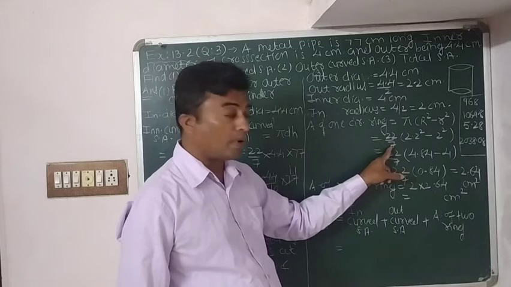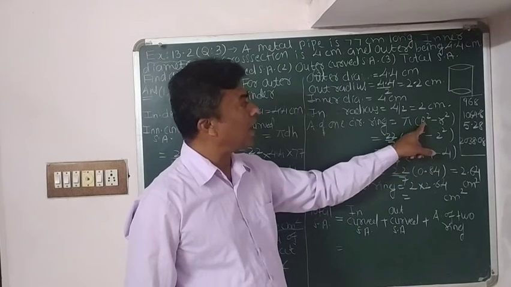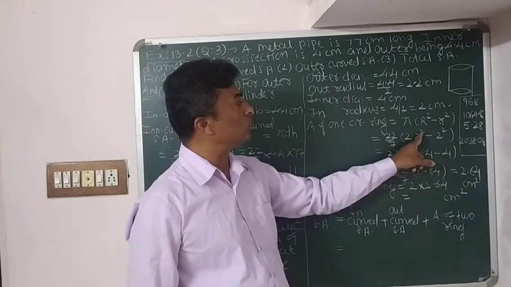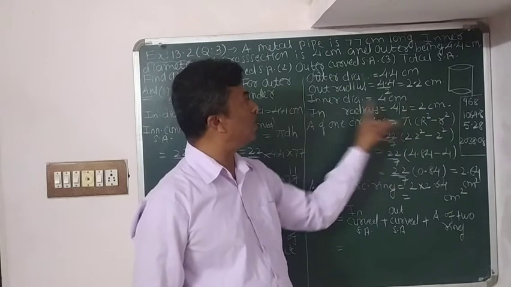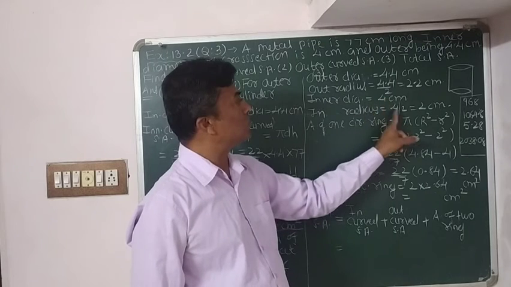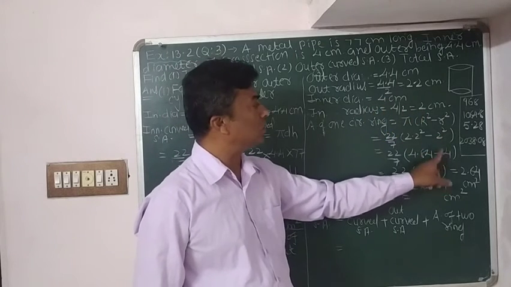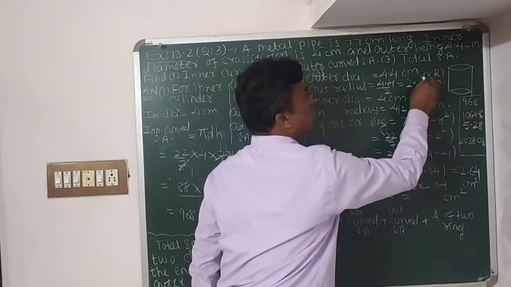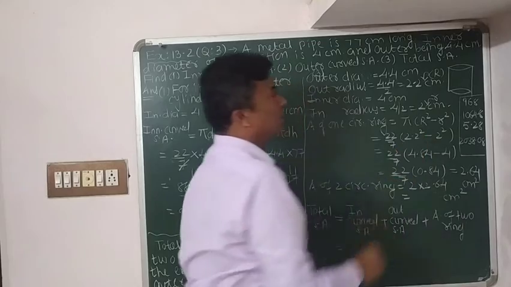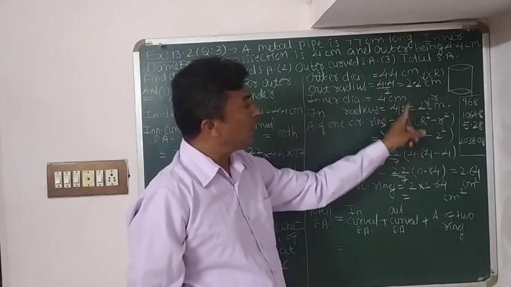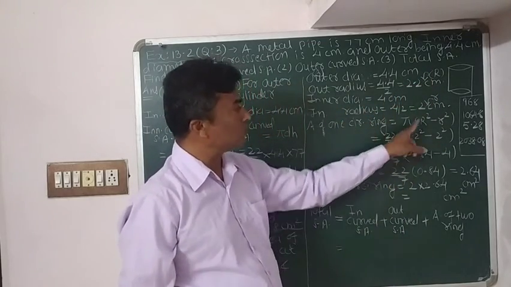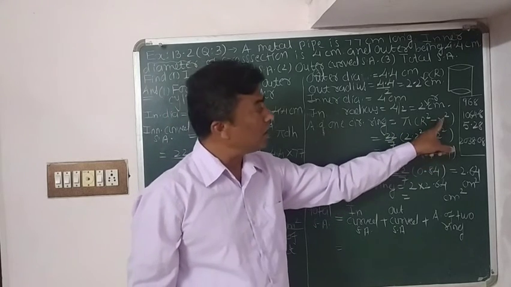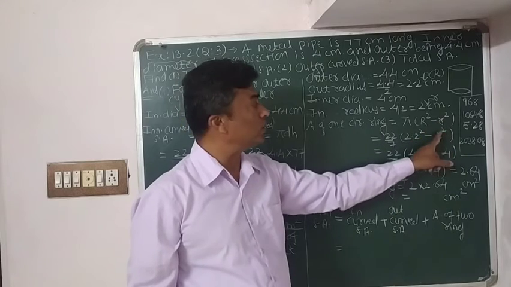So area of one circular ring is equal to pi in the bracket R square minus r square. Pi means 22 by 7, then bracket, capital R is the outer radius and it is 2.2. So 2.2 square minus small r, which is the inner radius, 2 centimeter. So we can write 2 square. Outer radius is capital R and small r is the inner radius.